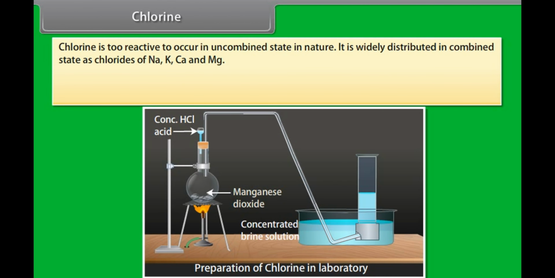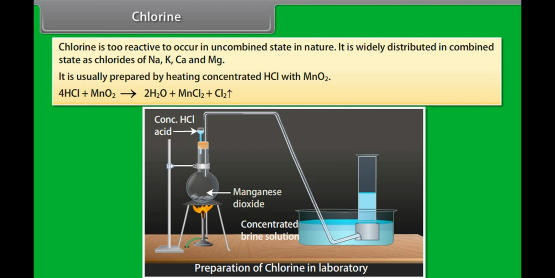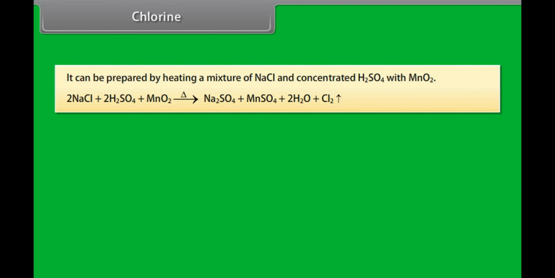Chlorine. Chlorine is too reactive to occur in the uncombined state in nature. It is widely distributed in combined state as chlorides of Na, K, Ca and Mg. It is usually prepared by heating concentrated HCl with MnO2. It can be prepared by heating a mixture of NaCl and concentrated H2SO4 with MnO2.